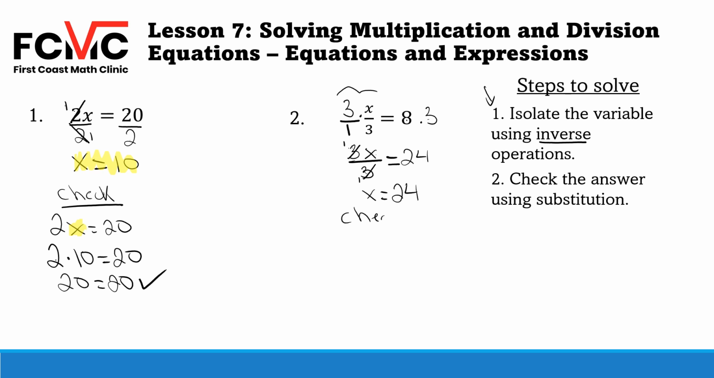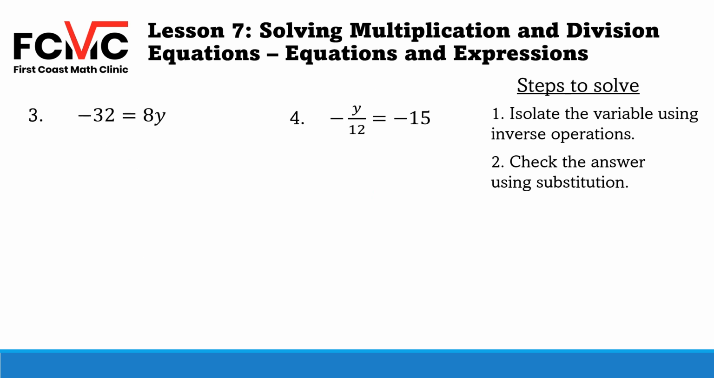Now our check. Take our original equation. Actually, you should start with an x. X over 3 equals 8. And then let's take our x value, 24, put it in for x. So I'll have 24 over 3 equals 8. 24 divided by 3 is 8, so I get 8 equals 8. The left side and the right side are equal, so my answer checks. Let's look at 2 more examples involving multiplication and division.